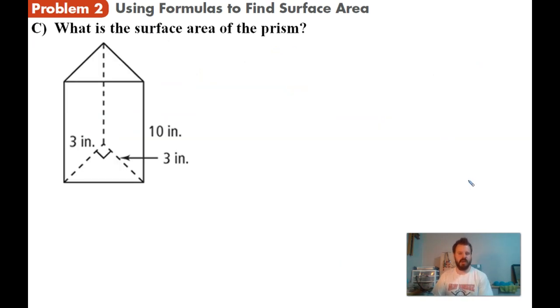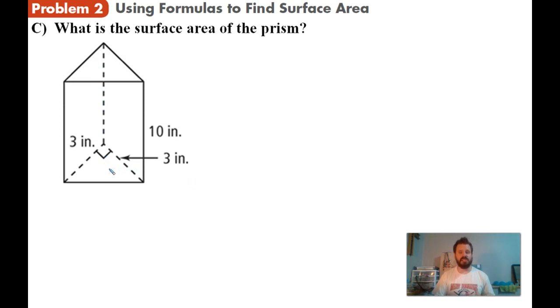All right, so on to problem C, and this is going to be the other tricky one for the day, just because of a little extra work we're going to have to do at the beginning. Otherwise, it won't be too bad. So we'll see what's the surface area of the prism. And this time I have a triangular prism, because my two bases on top and bottom are both triangles.